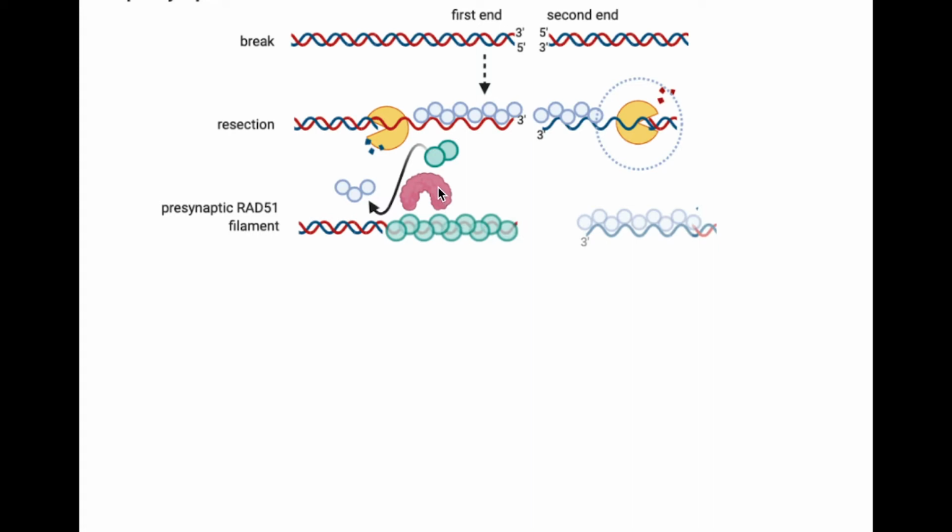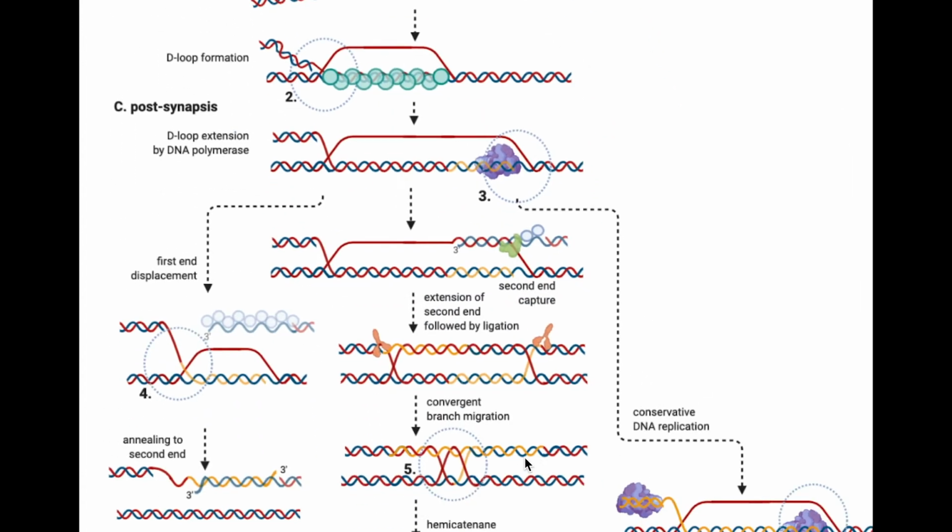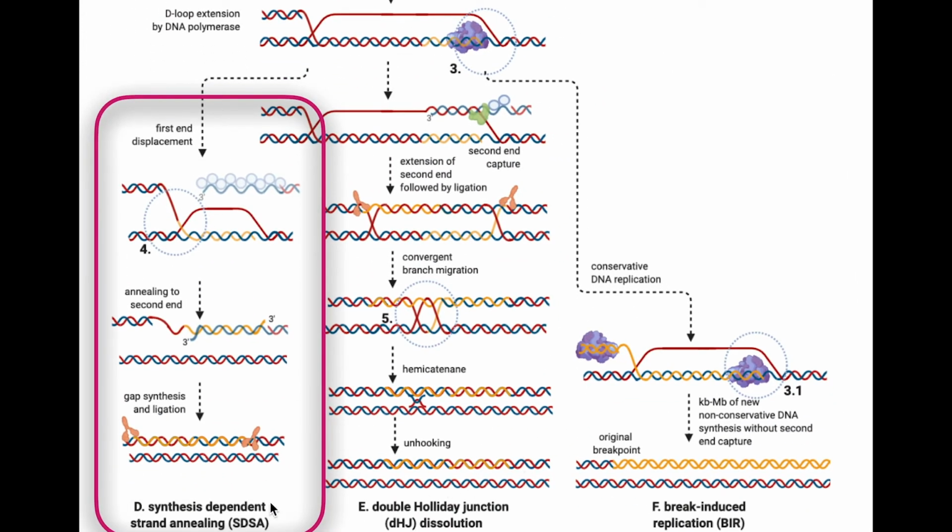The Rad51 filament stimulates invasion of the resected DNA into a homologous template, creating a displacement loop, or a D-loop. This second stage is called synapsis. Several proteins are involved in stabilizing the D-loop in vitro to promote synapsis, including Rad54 and Rad51 paralogs. The third stage, post-synapsis, has multiple outcomes.